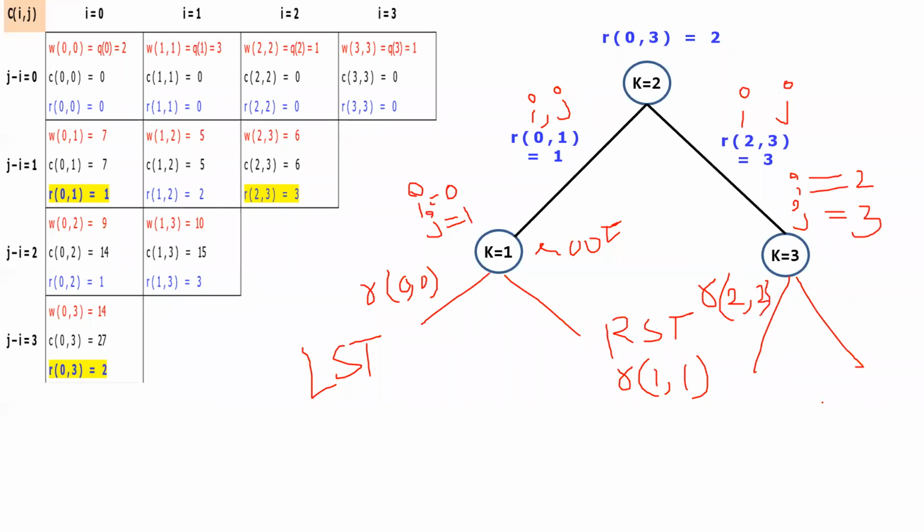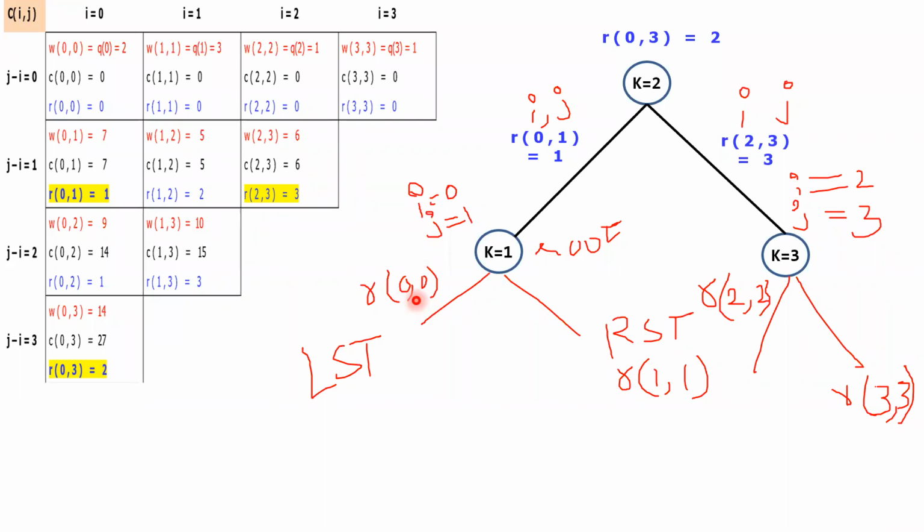What will be the right side? R of k, comma, j. Now, whenever you have I equal to j, you'll stop there. Your tree stops there. So you can see R of 0, comma, 0. The tree construction stops. That branch stops there.